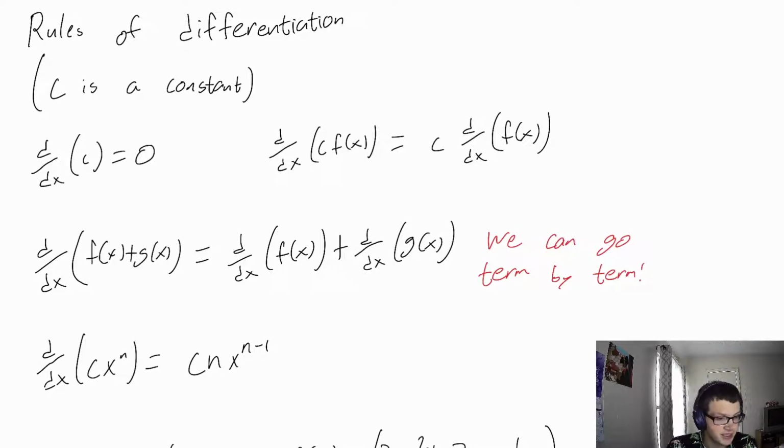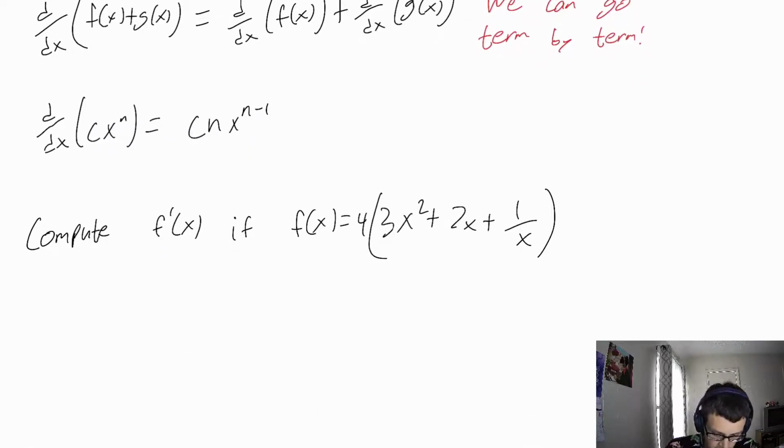And then last but not least, the most important rule of all, probably the one that we all use most often, is this guy here. The derivative of c times x to the n is c times n times x to the n minus 1. We bring the exponent down and subtract 1 from the exponent. So let's put these in action.